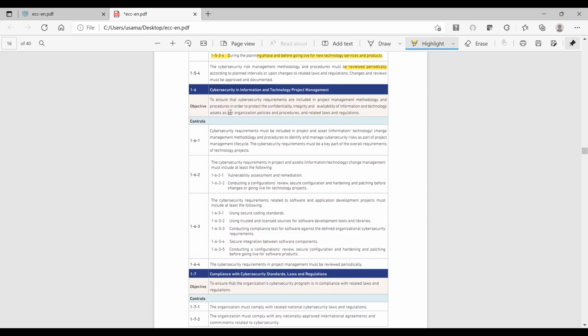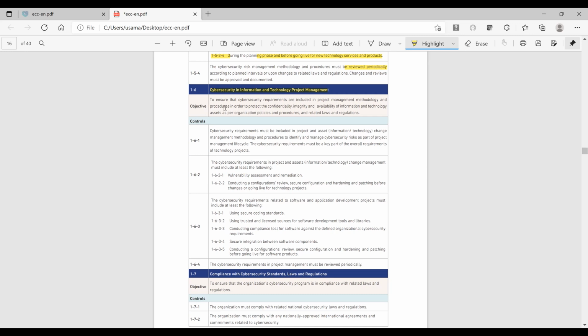In subdomain number 6, in the main domain cybersecurity governance, the topic is cybersecurity in IT project management. We want to make sure that security is a part of IT project management. I don't want to check the security after I implement the product. This will be a crisis. Security must be a part of the project management methodology from scratch.